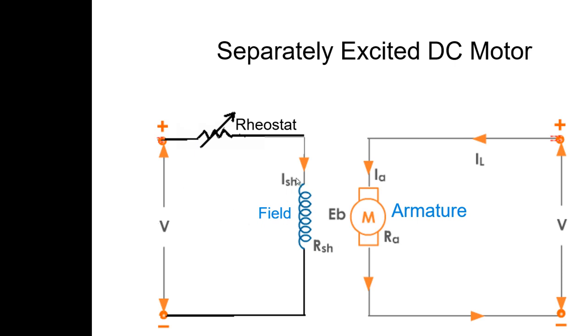If you observe, this is the Ish current, this is Rsh, and the current from here will come, so the load current will be the armature current, and this is Ra, so there will be a drop IaRa, and this is Eb, the voltage generated, the back EMF generated. So this is the separately excited DC motor circuit diagram.